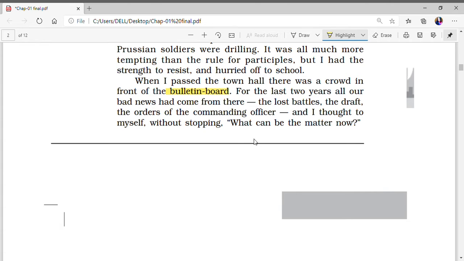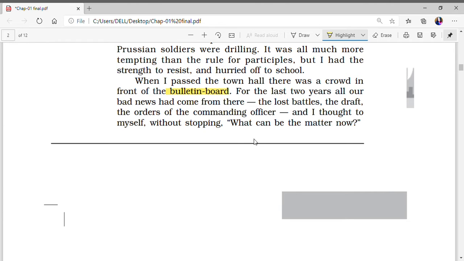For the last 2 years, all our bad news had come from there. Okay, so this is the symbolical significance of the bulletin board, that all the bad news has come through it. It's a source of all the bad news for the people, right? And what are those bad news? The lost battles, the draft, the orders of the commanding officer.